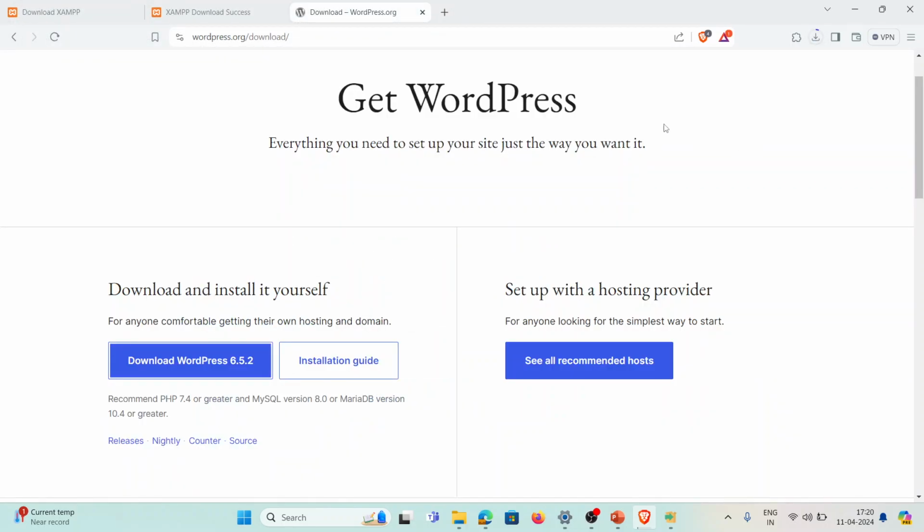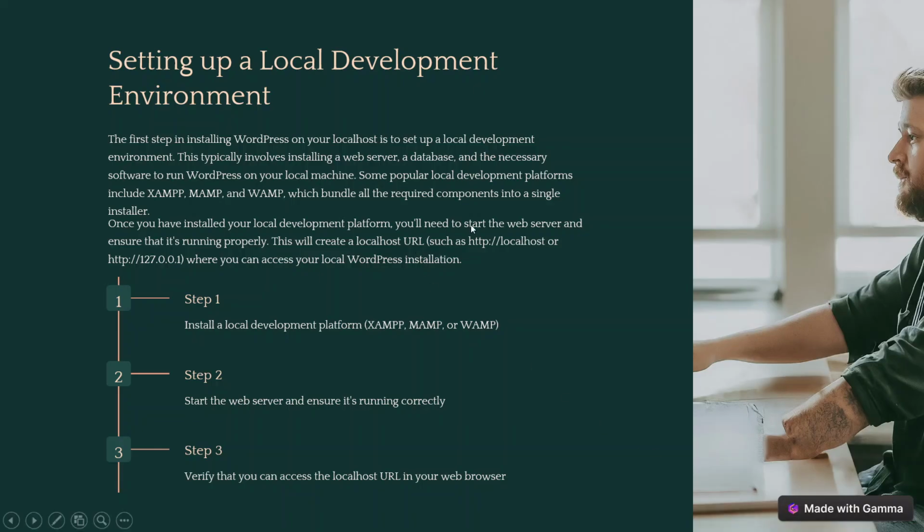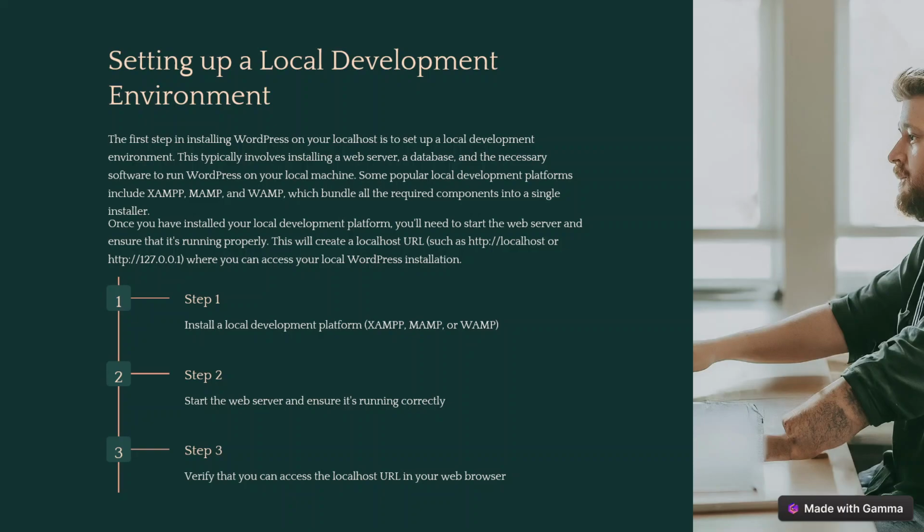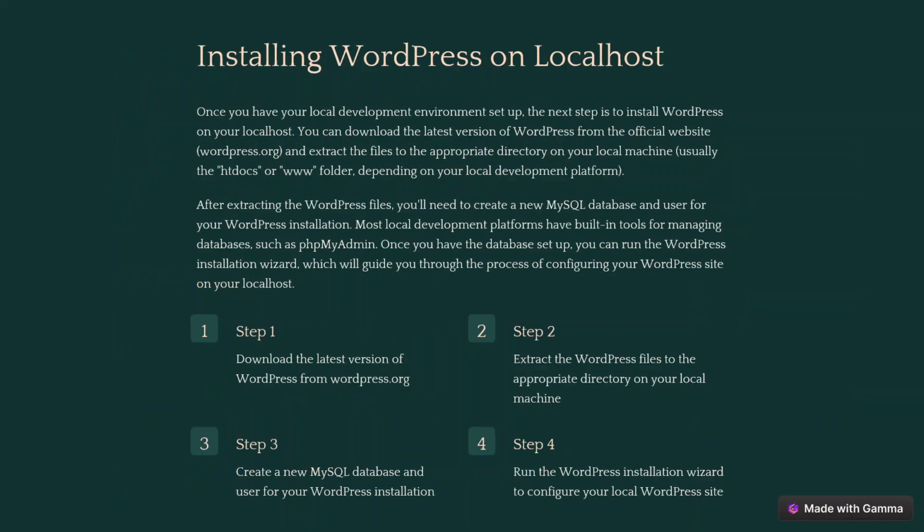Okay, so the next step towards installing WordPress is installing WordPress on localhost. Once we are done with XAMPP and after starting the web server, we are going to hit localhost. Then the page is going to be displayed, and fine, the XAMPP local development environment is running as per expectations. Now the next step towards installing WordPress is that we have to download it.